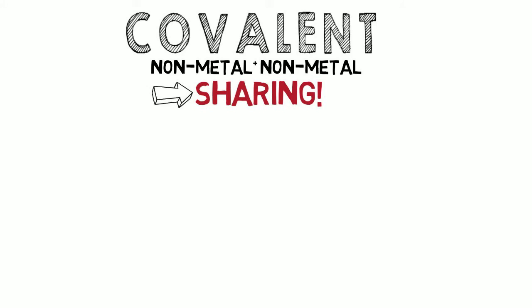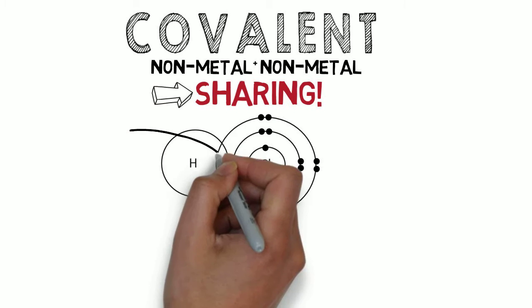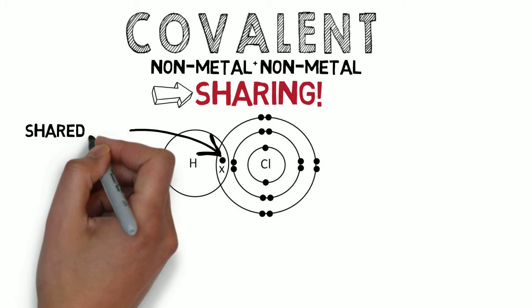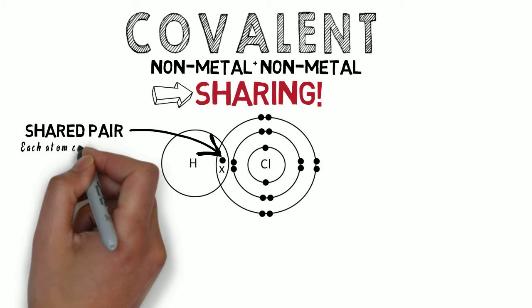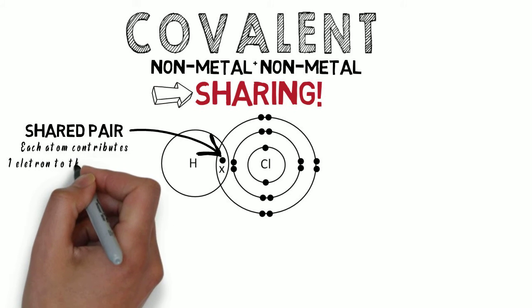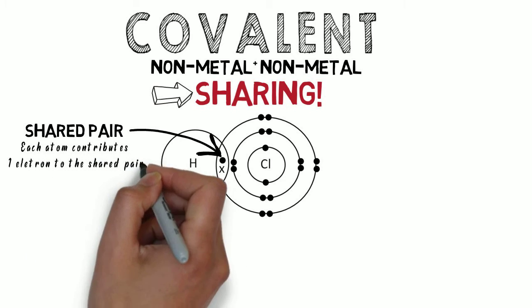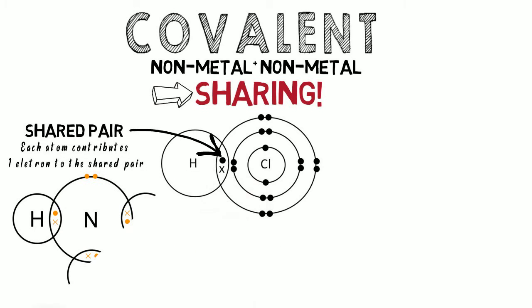So if we look here at one example of a covalent bond, hydrogen chloride. Both are nonmetals, and both require one electron in order to achieve a full outer shell. So what they will do is they will form a shared pair. In this shared pair, each atom contributes one of its valence electrons. This way they will both have one extra electron in their outer shell, or a full outer shell.